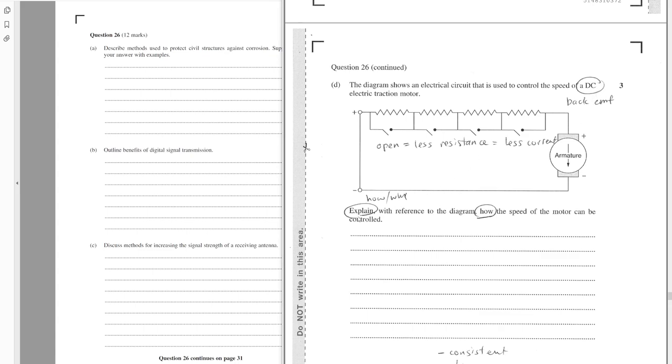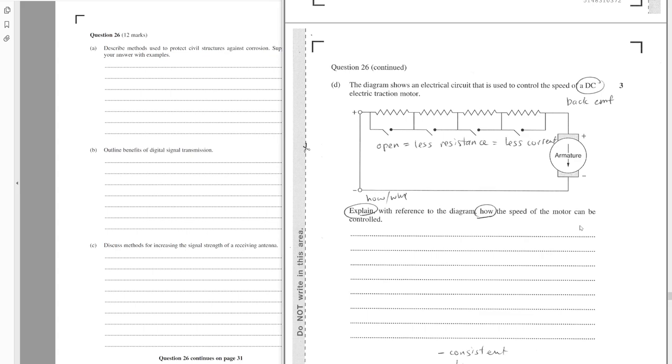So first of all, we've got explain, which is how and why. They've said specifically they want to know how we can control the motor. So the idea is that as we close each switch, we will increase the resistance to the current, which will reduce the current to the motor, and reducing the current will reduce the speed of the motor, right? So we can have four power settings, with all four being open being the fastest, all four being closed being the slowest. Why would we do this?